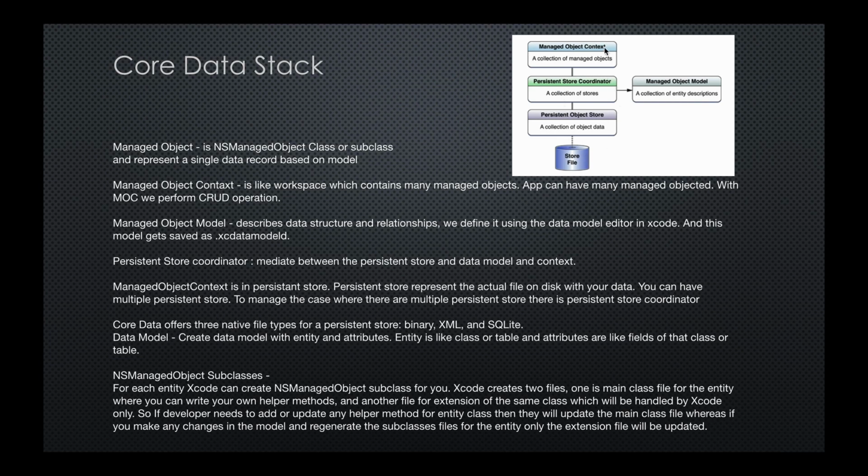And on the top of the stack we see managed object context. What the managed object represents is a single data record on the model. Okay, so NSManagedObject class or subclass represents a single data record based on the model. And what is managed object context? It is a collection of managed objects. I'll just say MOC, managed object context.